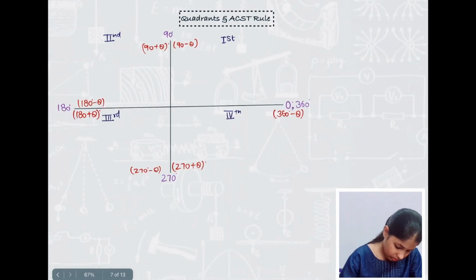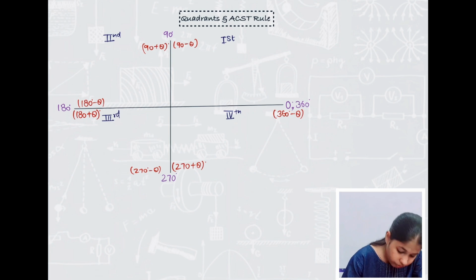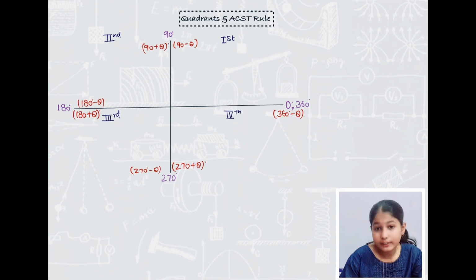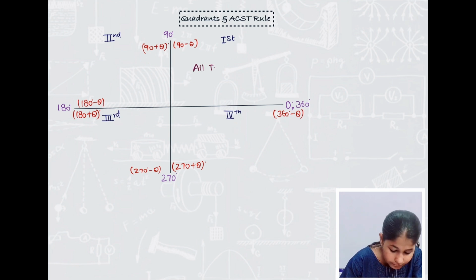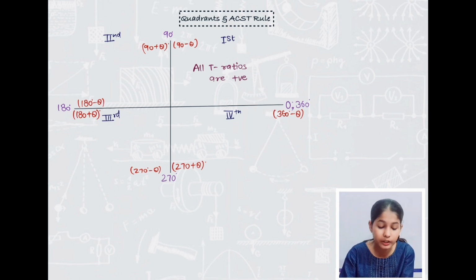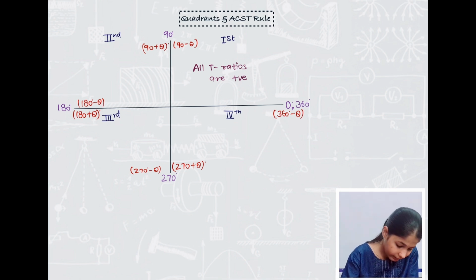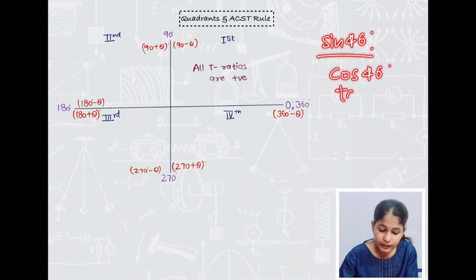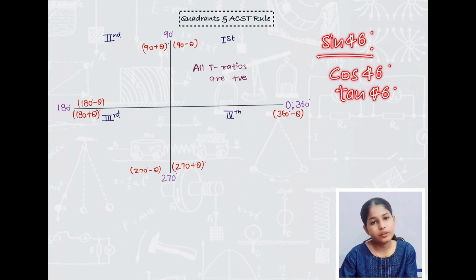So coming to our topic, in our first quadrant, all the trigonometric ratios will be positive. We have to focus on which will be positive and which will be negative. If the angle given is 46 degree, sin 46 degree will be positive. If cos 46 degree is given, it will be positive. If tan 46 degree is given, then it will be positive.